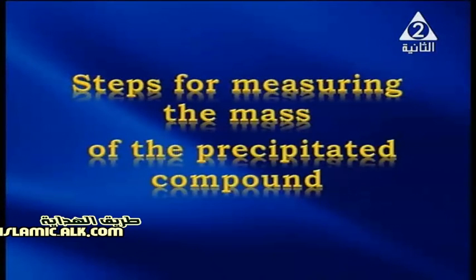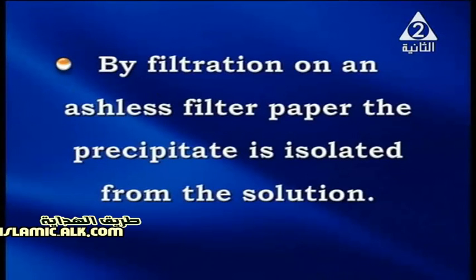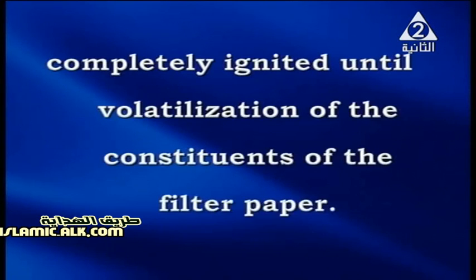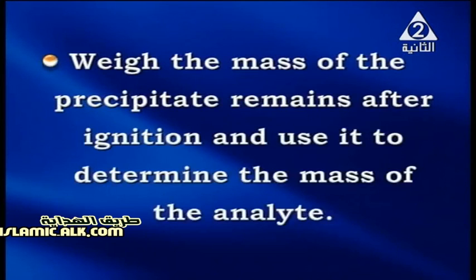The steps for measuring the mass of the precipitated compound. By filtration on an ashless filter paper, the precipitate is isolated from the solution. Transferring the filter paper with the precipitate to an ignition crucible and completely igniting until volatilization of the constituents of the filter paper. Weigh the mass of the precipitate that remains after ignition and use it to determine the mass of the analyte.